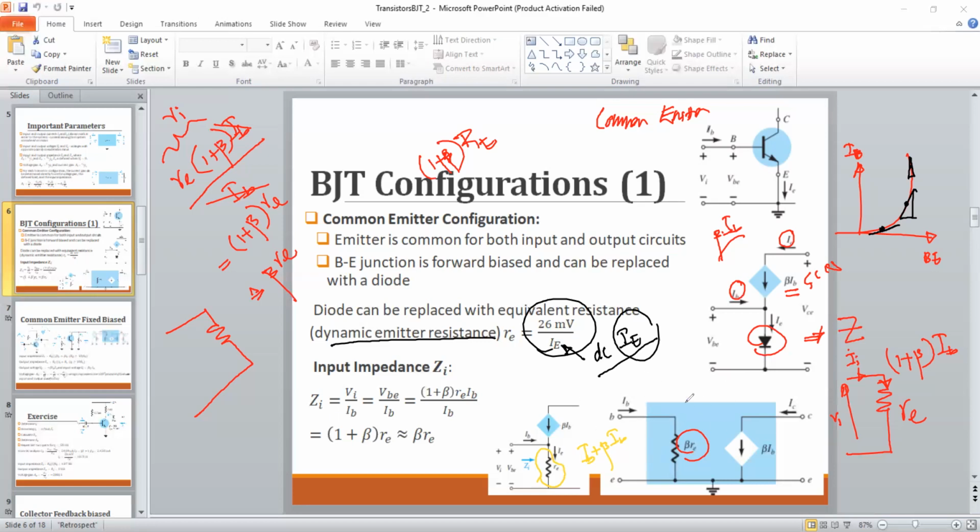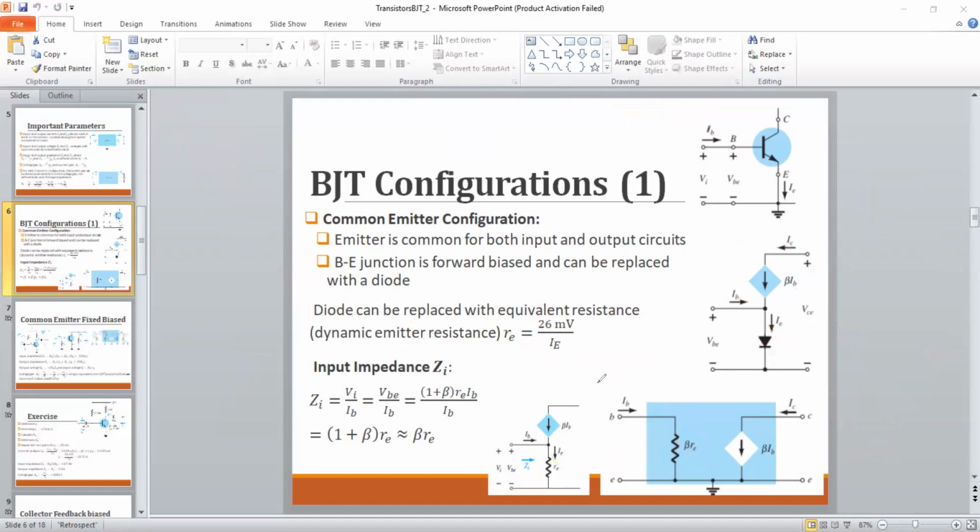So then you can simply take the output circuit out. We have the output between this collector and emitter, so we can simply replace this with the current source. So then this would be the simple RE model. So you have an input resistance of beta RE, and at the output you have a current controlled current source of beta IB. So this is the very simple RE model for a BJT transistor.